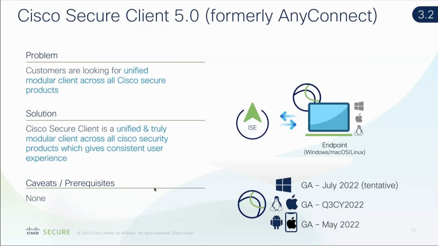That's the reason why it was rebranded to Cisco Secure Client, and the version is going to start from 5.0. The Windows version of Cisco Secure Client is going to be released during the July timeframe. That's tentative at this point of time. It will be followed by the Mac and Linux operating systems. Android and iOS versions are already available in the respective marketplaces. You can basically experience the Cisco Secure Client.